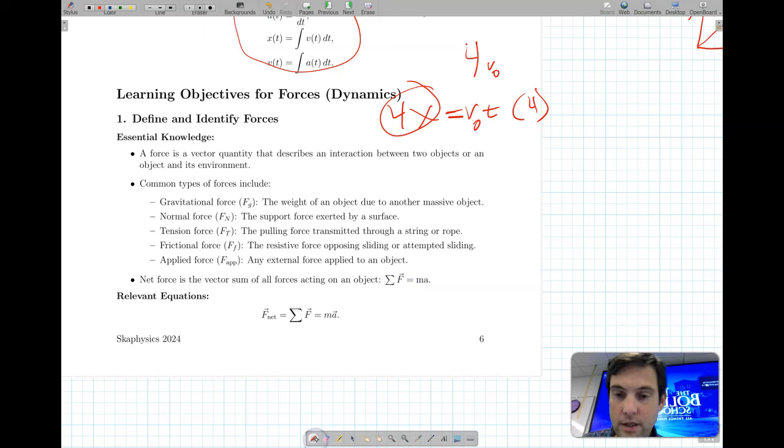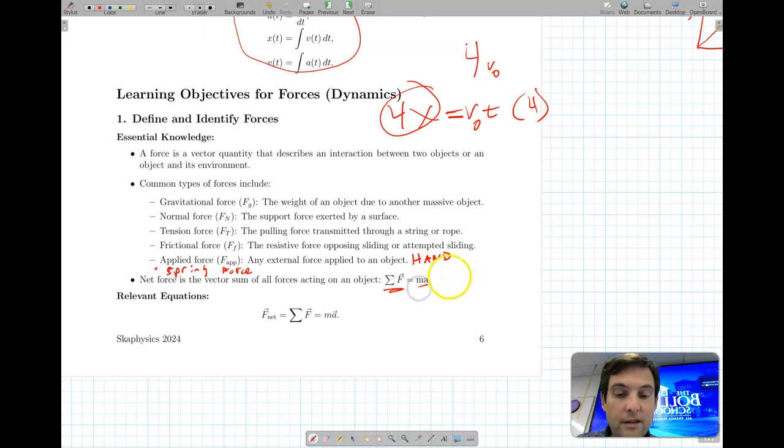A force is a vector quantity that describes an interaction between 2 objects or an object and its environment. Common types of forces: gravitational force, normal force, tension force, frictional force, and applied force. Applied force happens only when we have a hand. Also, we have spring force, which is a force that a spring exerts when it is deformed. The net force is the vector sum of all forces acting on an object.